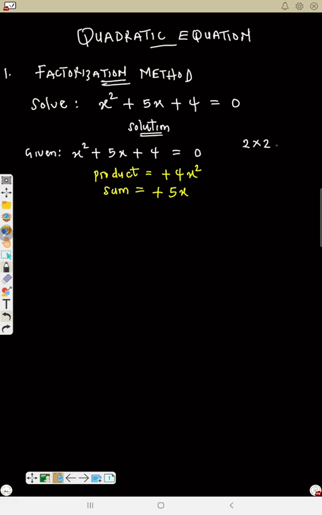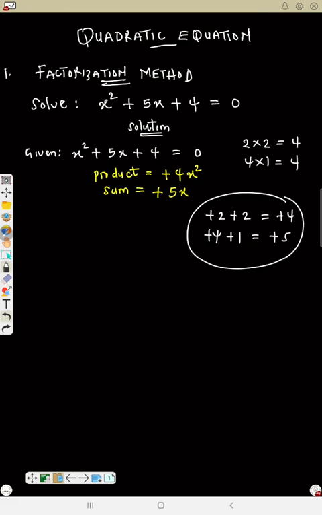They are 2 times 2, they give me 4. Also 4 times 1 will give me 4. But out of these two numbers, which one are we going to add that will give us the sum 5? That will be, let's start with plus 2, which equals plus 4, as in this first one. Again, plus 4 plus 1, which will give us plus 5. That means we have known our product, we have also known the sum.